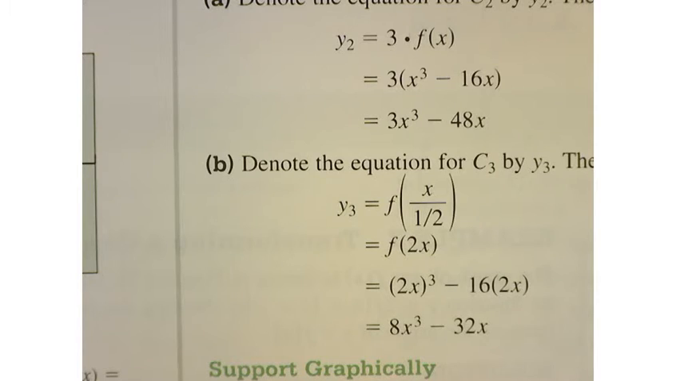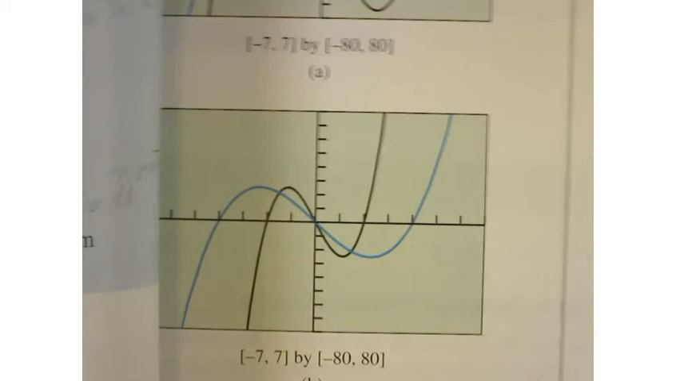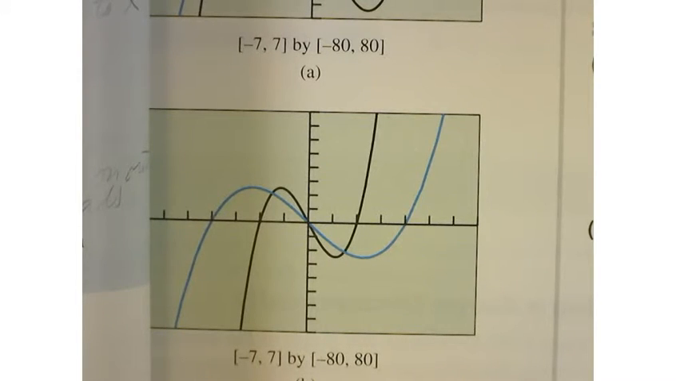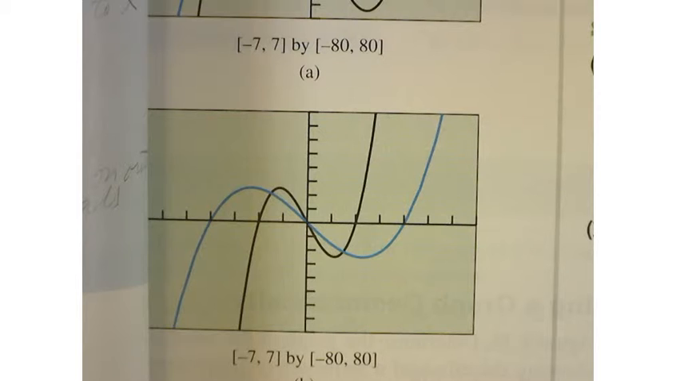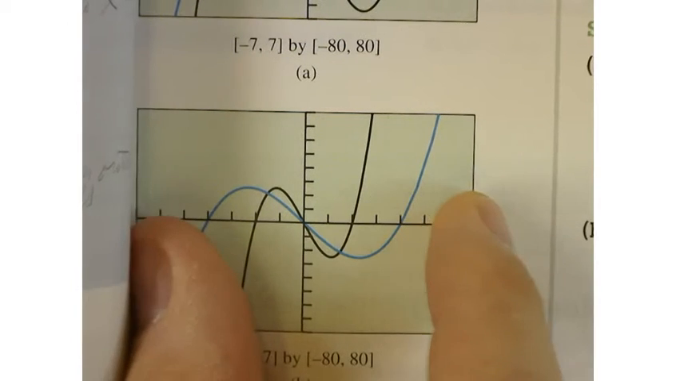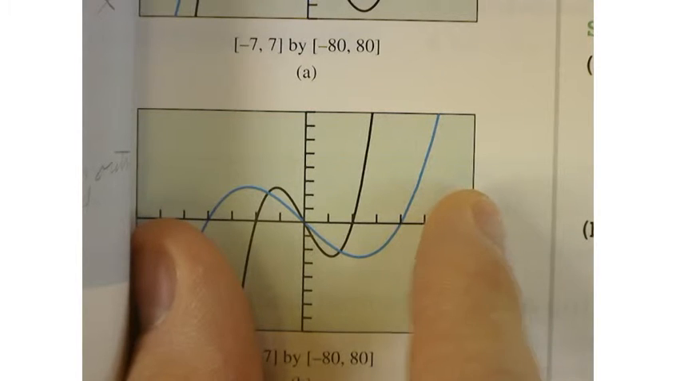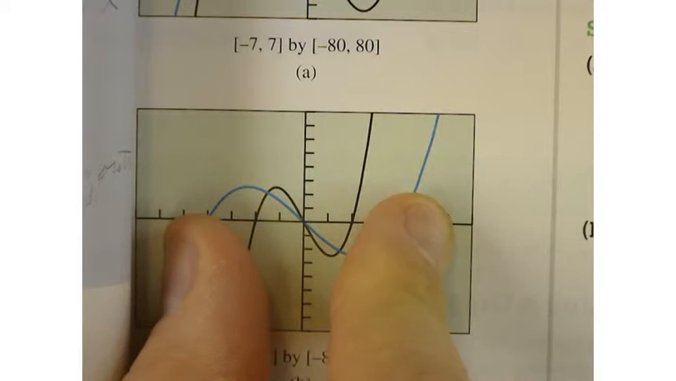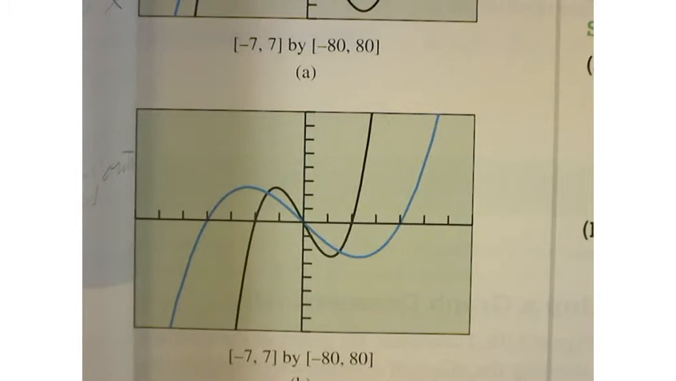Well, what does that do? The black line is the stretched or shrunk line. So the blue line is the original function x cubed minus 16x, and what we've done with that is we shrunk it horizontally. We just pinched it by a factor of 1/2. We literally made it half as wide.